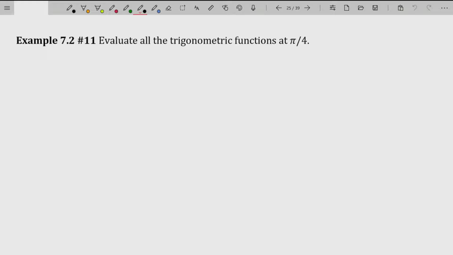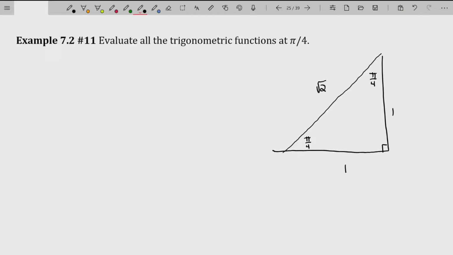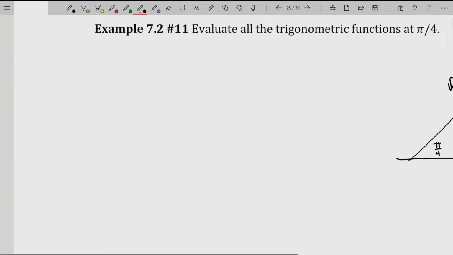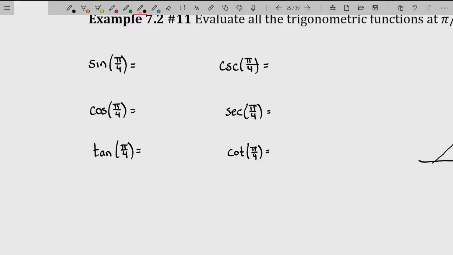We haven't done those, so let's go ahead and draw out a 45, 45, 90, or a pi over 4 right angle triangle. And if you haven't noticed, I always use 1 for the smallest side. That's where my 1s always go, is the smallest side. And when you're dealing with a 45, 45, 90, well, both sides are the smallest. So there you go. Evaluate all trigonometric functions at theta equals pi over 4. Well, let me pre-fill a table for us.